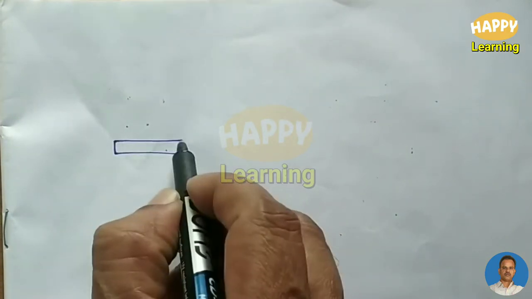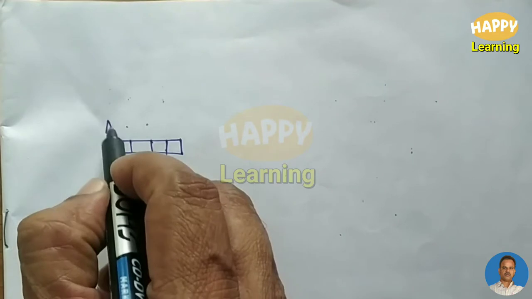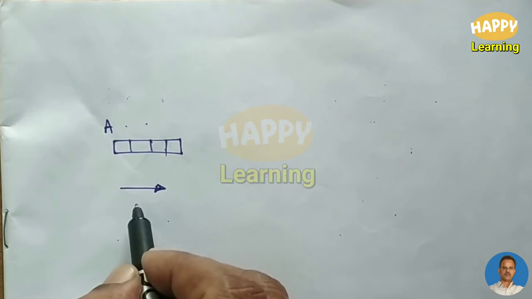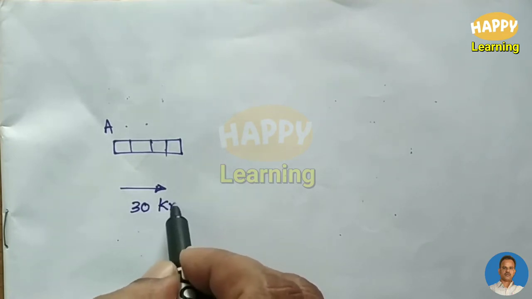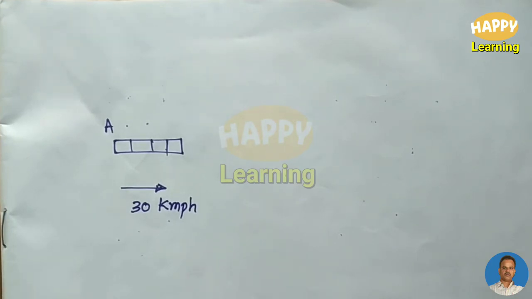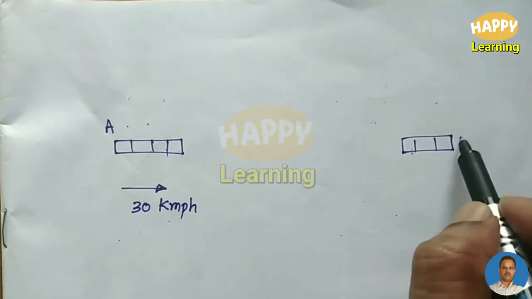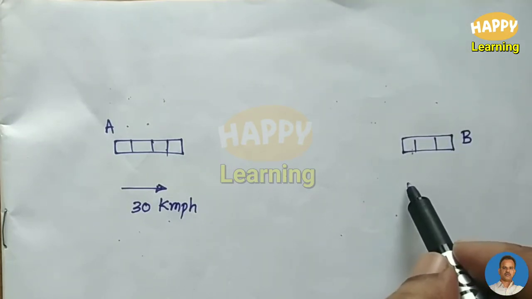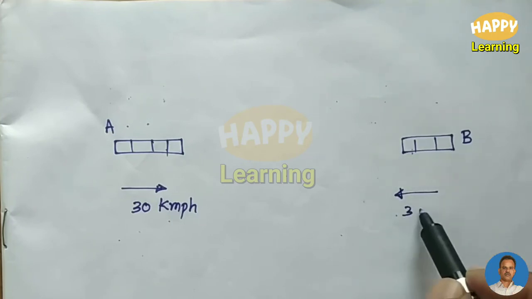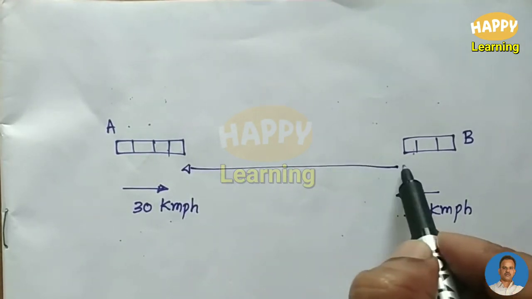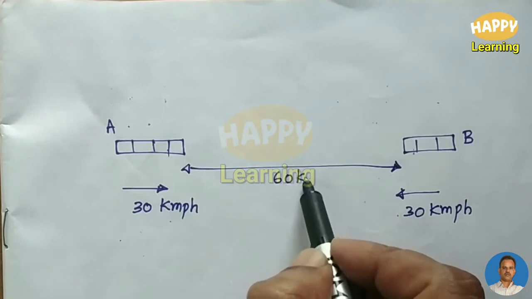So, let it be one train. Let me call this A, and it is moving with a speed of 30 kilometers per hour, and there is another train, let me call this B. It is also moving with the same speed of 30 kilometers per hour but in the opposite direction. These two trains are separated by a distance of 60 kilometers.